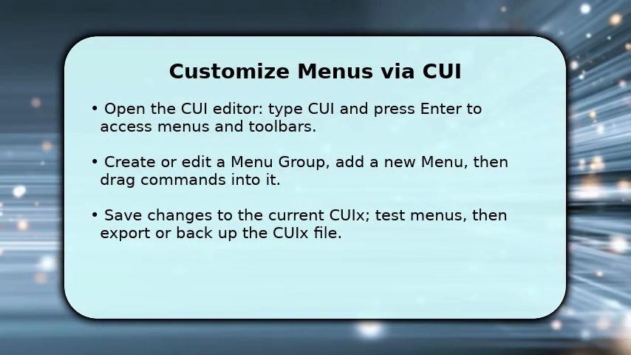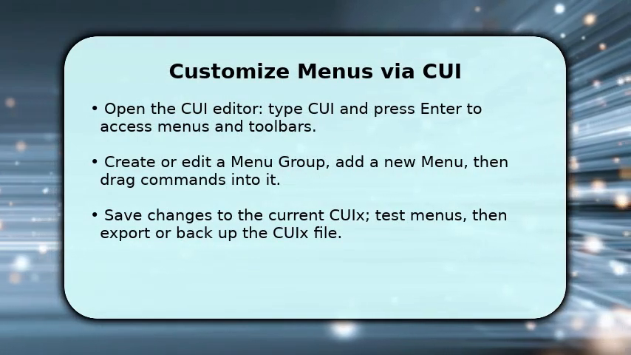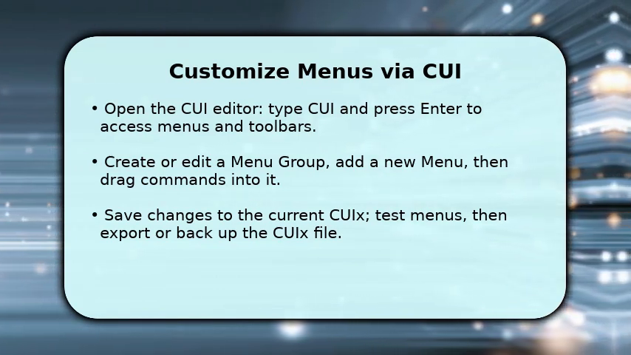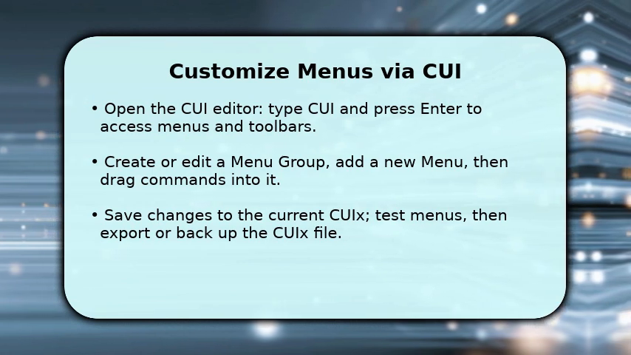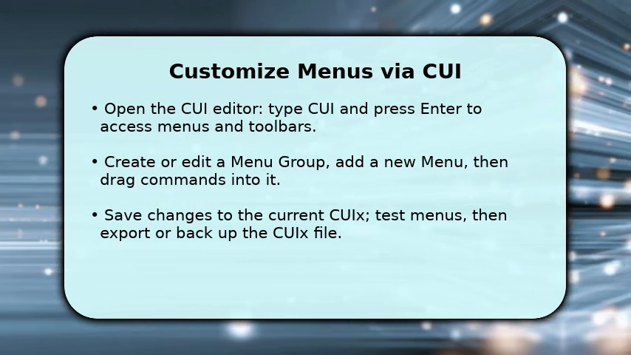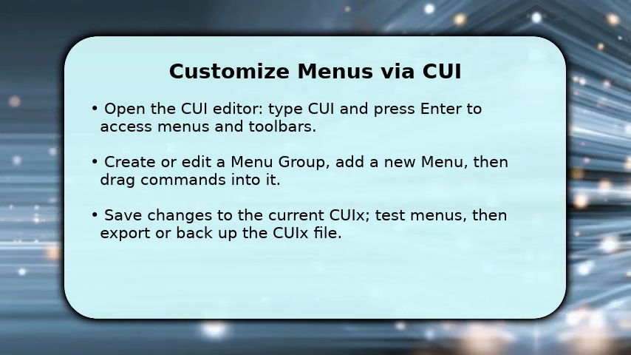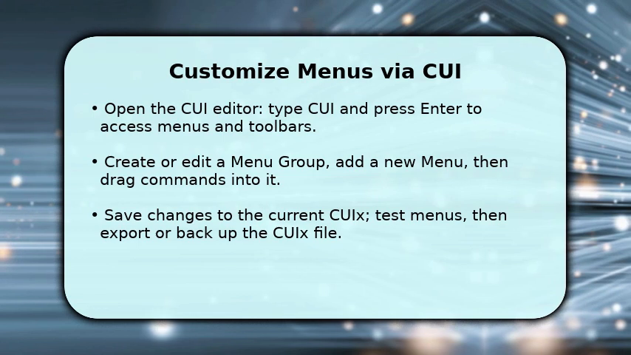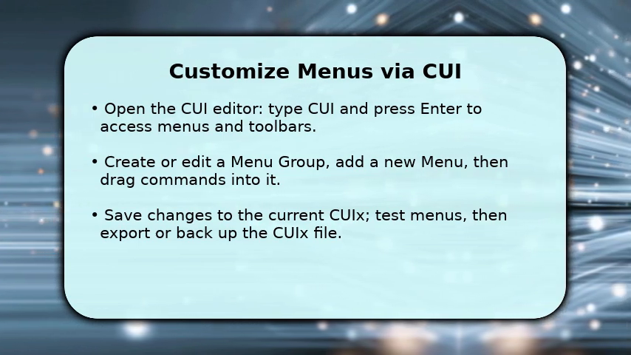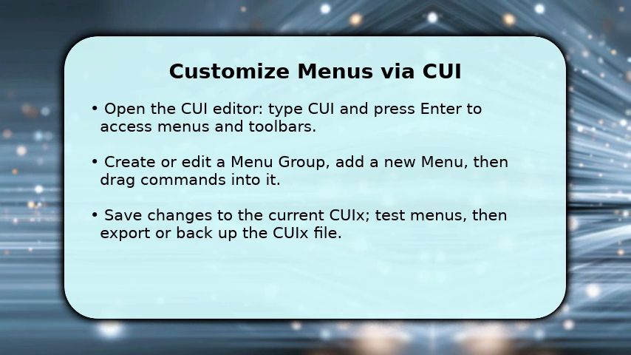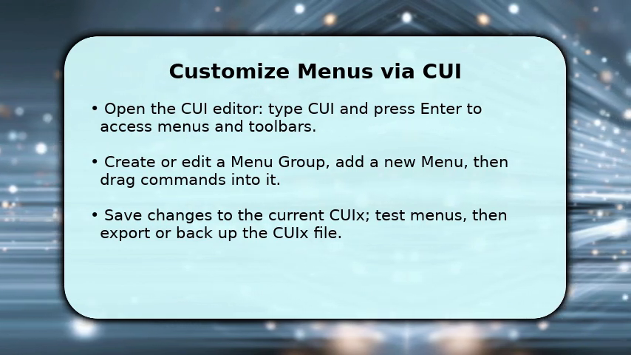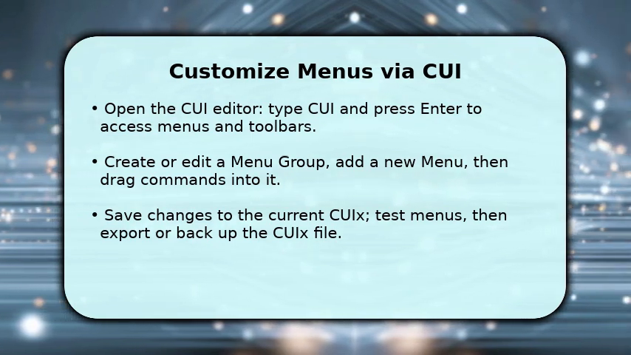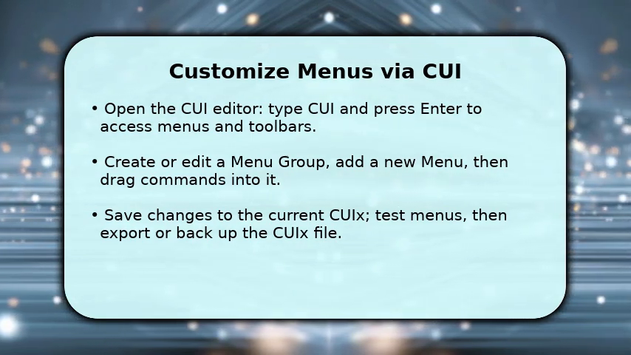Now you'll customize the menu so it matches your workflow and to learn how the system stores settings. Type CUI to open the Customize User Interface. This provides structured control over menu groups, menus, and commands. Create a new menu or modify an existing one by dragging commands from the command list into the menu structure. Use separators and submenus where needed. Once organized, click Apply, then OK to write changes to the QX file. Then test a few commands from the new menu to confirm they run.